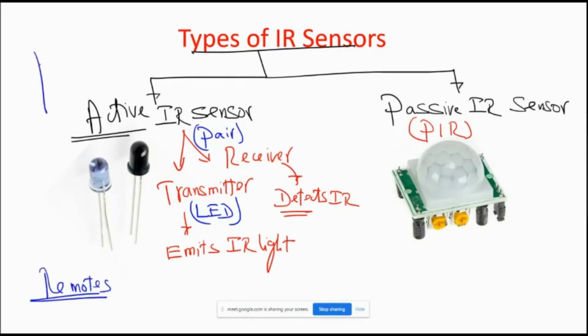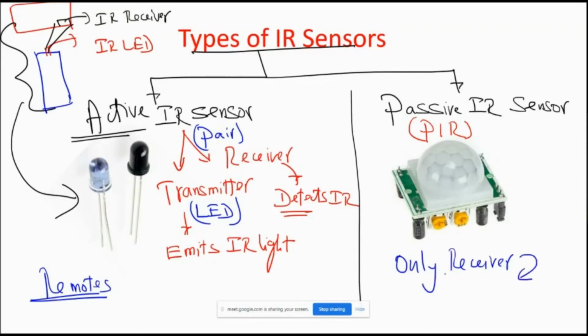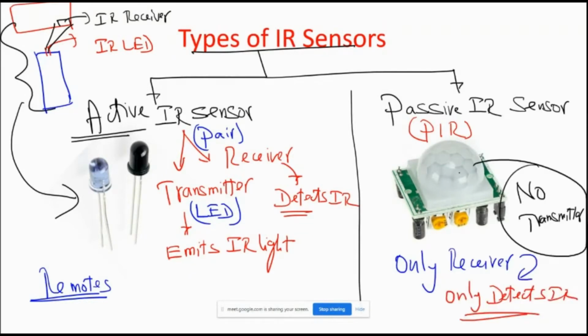In a remote, the tip of the remote is normally associated with the IR LED, and somewhere in the corner of the television screen you will have the IR receiver. So when I point this remote, the IR receiver receives the commands coming from the remote and changes the channel or increases the volume or whatever it is. So the television remote control system comes under active IR sensor. A passive IR sensor, on the other hand, only detects IR radiation, which means it has only a receiver and doesn't have a transmitter. That is the major difference between passive infrared and active infrared.